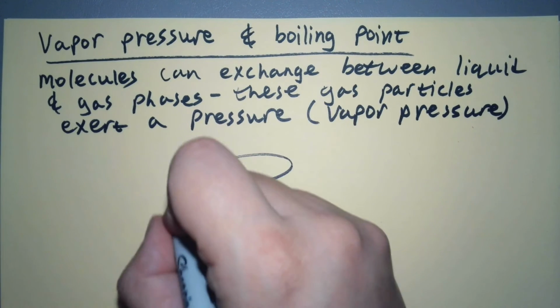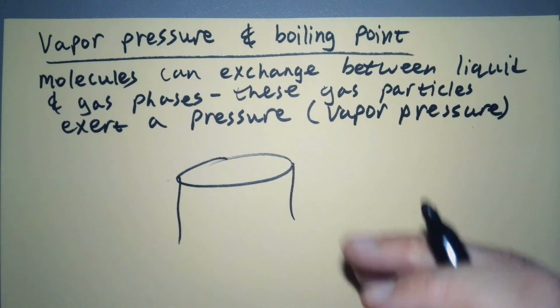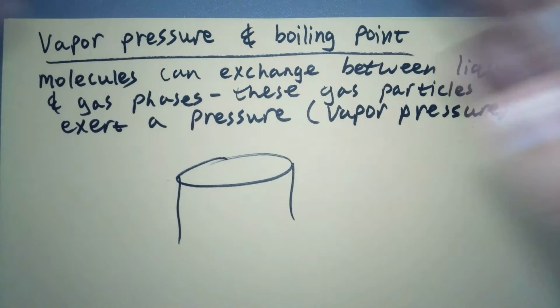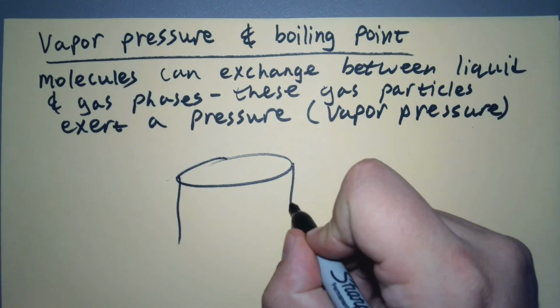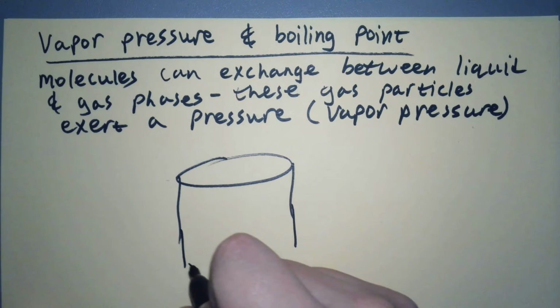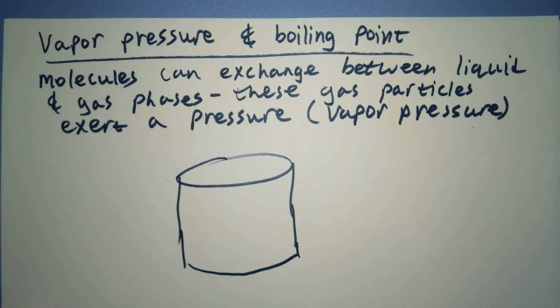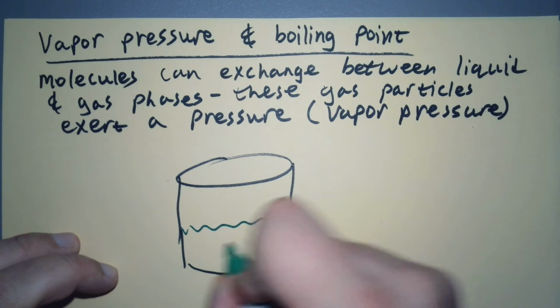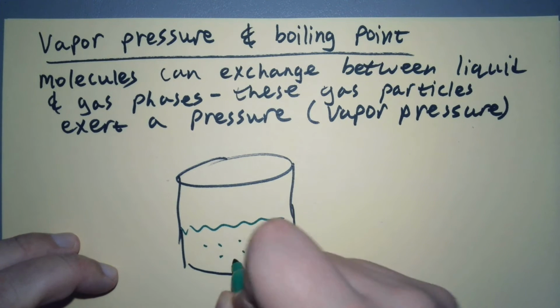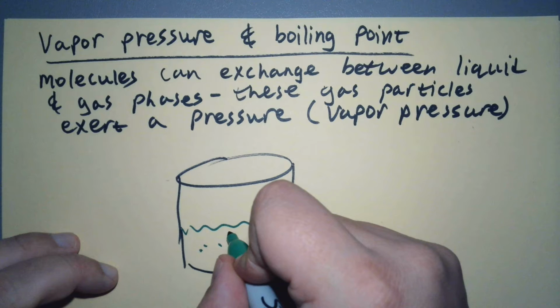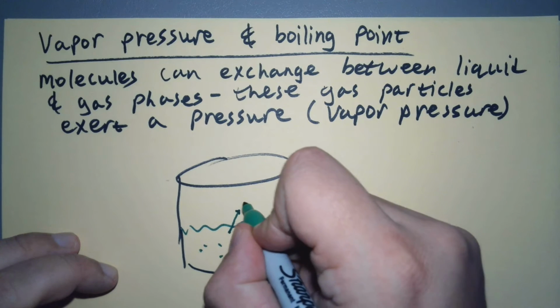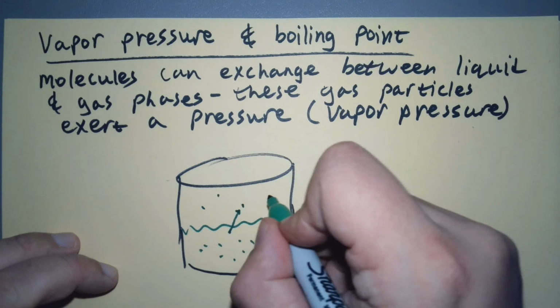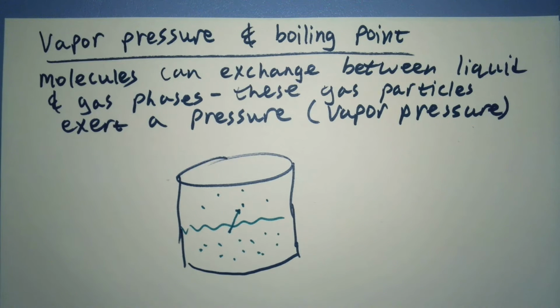Alright, so if we have a closed container, this is key, because if it's not closed, stuff evaporates into the gas phase and it's gone. Again, evaporation can occur below the boiling point. But if we have a container with particles in the liquid phase, every now and again one of them will get enough energy and pop into the gas phase.